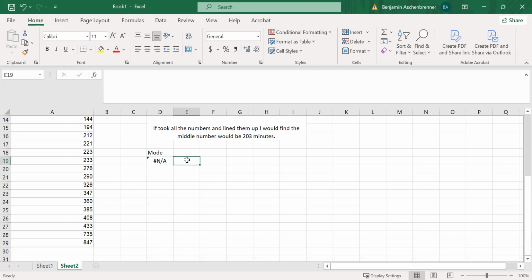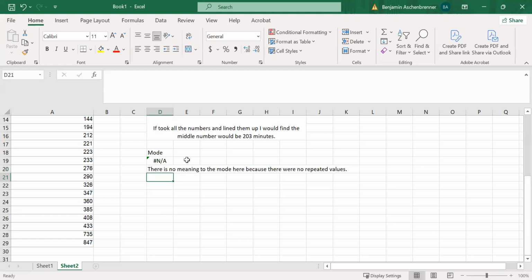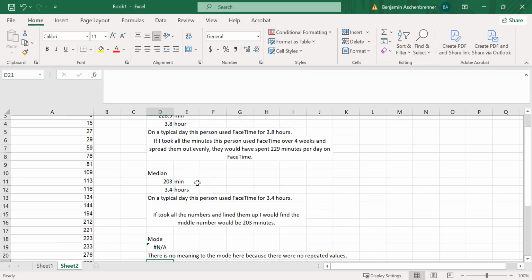There's actually literally no repeats here. So there is no meaning to the mode here because there were no repeated values. And that's what mode is looking for. Which value is repeated the most?